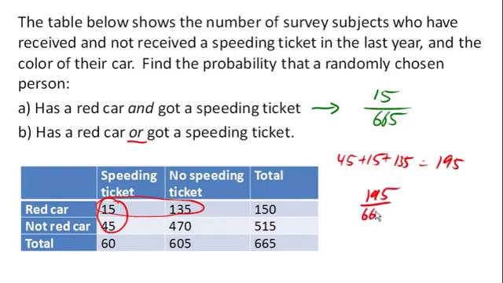Now, we could have also done this the sort of longer formulaic way and said, well, let's look at the probability that they got a speeding ticket. That's 60 out of 665. And let's add to that the probability that they have a red car. That's 150 out of 665. And then subtract the duplicates, right? Subtract those that have both, right? And if we do this, we'll get exactly the same answer. But when we have a small table like this, it's probably just as easy to just count up the possibilities.